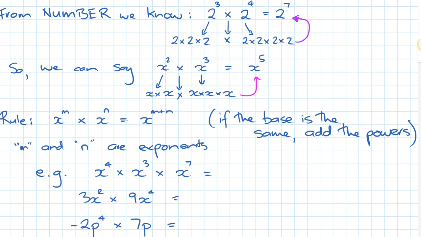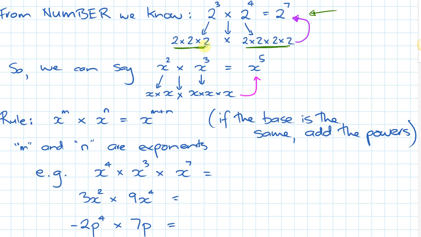Hi there. In this video we're going to have a look at something called index laws. So from number we know this type of example. 2 to the power of 3 times 2 to the power of 4 will give us 2 to the power of 7. And the reason being is that if we express 2 to the power of 3 and 2 to the power of 4 in full, it would look like that.